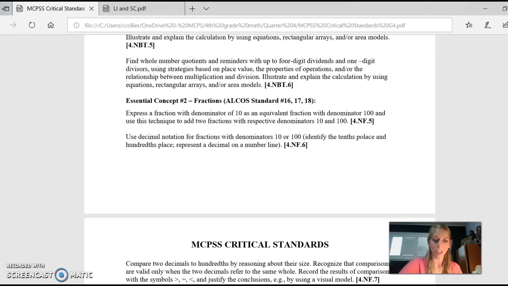So in English, what that means is you're going to change tenths into hundredths, and you're going to add tenths and hundredths with this knowledge of equivalent fractions.